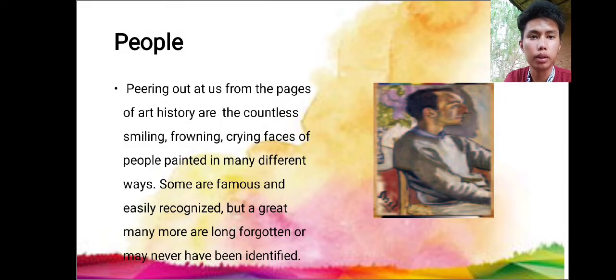Next is people. Peering out at us from the pages of art history are the countless smiling, frowning, crying faces of the people painted in many different ways. Some are famous and easily recognized, but a great many more are long forgotten and may never have been identified. So there are other people pictures that have been unrecognized nowadays and are unable to be identified.